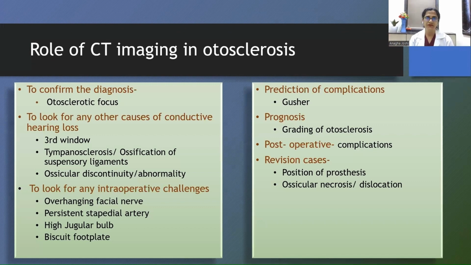So, what is the role of imaging in otosclerosis? One is to confirm your diagnosis of otosclerosis, and to look for any other cause of conductive hearing loss with a normal tympanic membrane. It also helps to look for any intraoperative challenges like an overhanging facial nerve, high jugular bulb or biscuit footplate, and to predict any complications such as gusher. You can give a grading for otosclerosis, and in post-operative complications and in revision cases to know the position of the prosthesis or if there's an associated ossicular necrosis or dislocation.